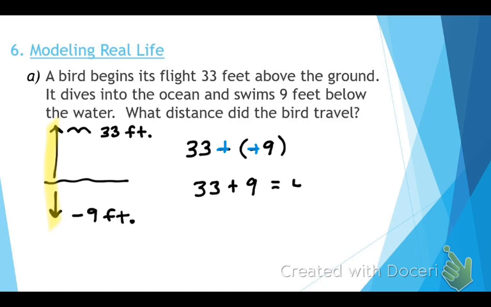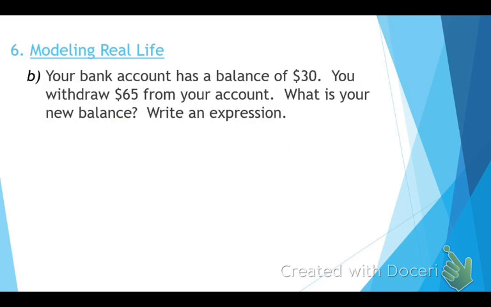Positive 42. Now listen, this is a story problem or a modeling real life, so you have to have units attached. What is the answer? 42 feet. As I just walked around, many of you did not have that. Who would say you subtracted 33 minus 9? You forgot that below the water is not 9 feet. It is -9 feet. So just remember, when things go down below the ground, it goes into a negative.